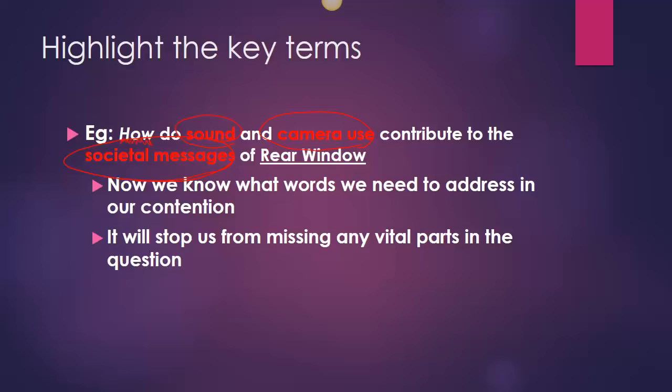So, he uses actors, he uses cameras, he uses sound, he uses particular symbols and motifs, all of those kinds of things. That word how is implying authorial intent and text construction. So now we know what words we need to address in our contention, and by highlighting these key terms, it's going to stop us from missing any vital parts in the question when we start working out our answer, which is our next step.